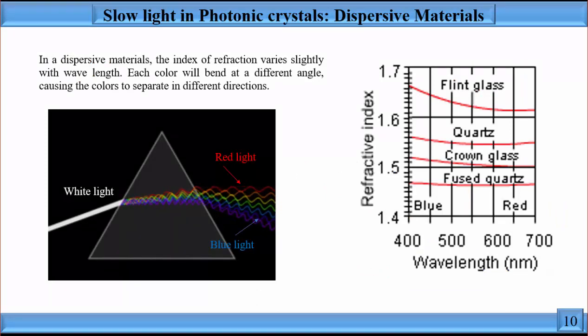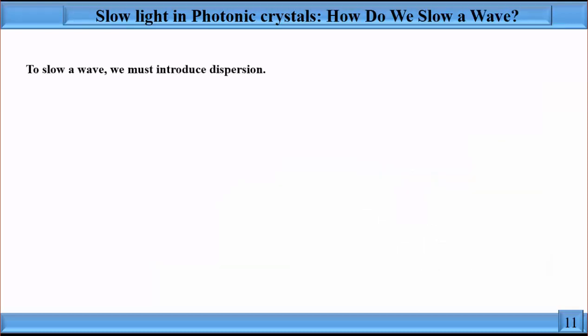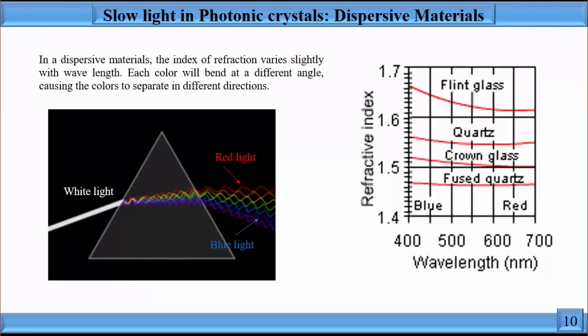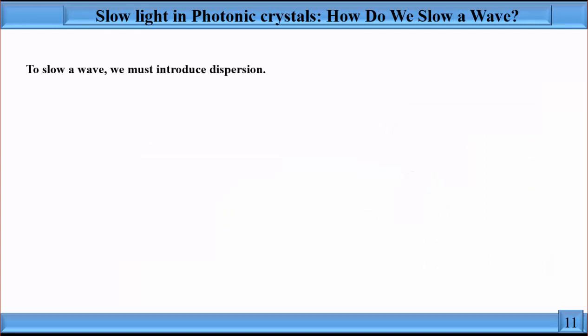Slide 10. Dispersive materials. In a dispersive material, the index of refraction varies slightly with wavelength. Each color will bend at a different angle, causing the colors to separate in different directions. Anytime the refractive index is not constant, the medium is said to have dispersion and the group velocity will deviate from the phase velocity.